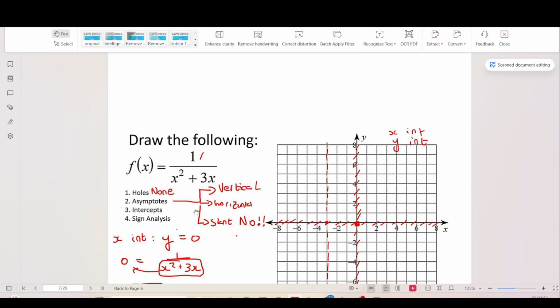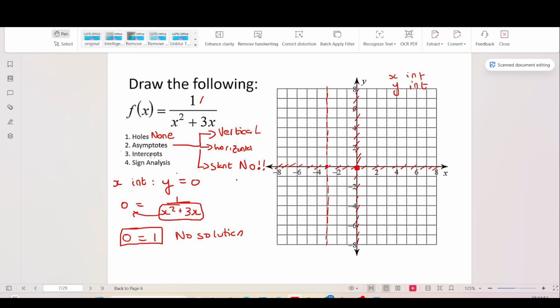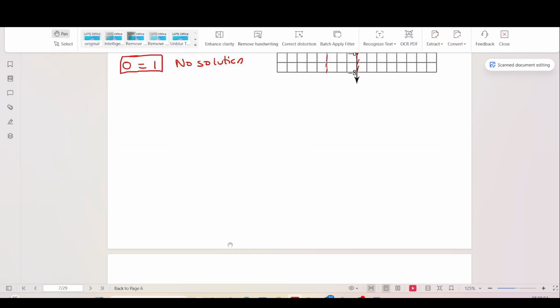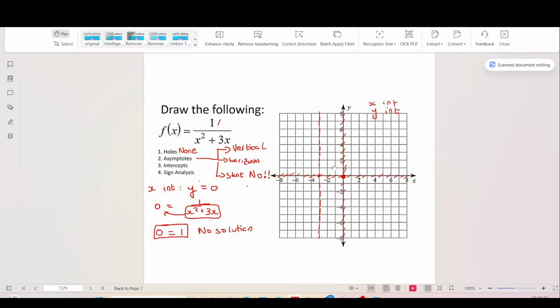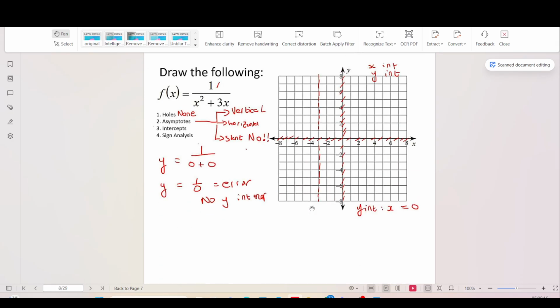So for the x-intercept, put y equals 0. So here there is no solution because 0 equals 1. That doesn't make sense, so no solution. Now, whatever asymptotes you are getting, just keep plotting them side by side. And then after that, get the x and y intercepts. If there is any x or y intercept, plot that.